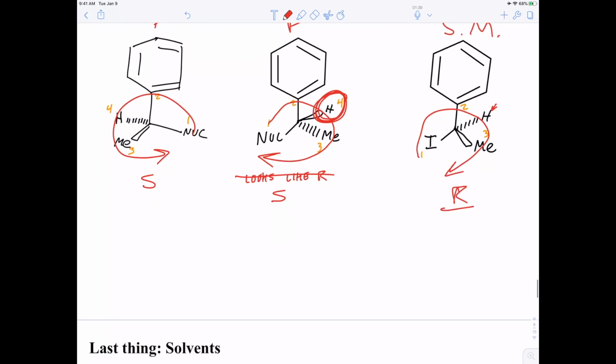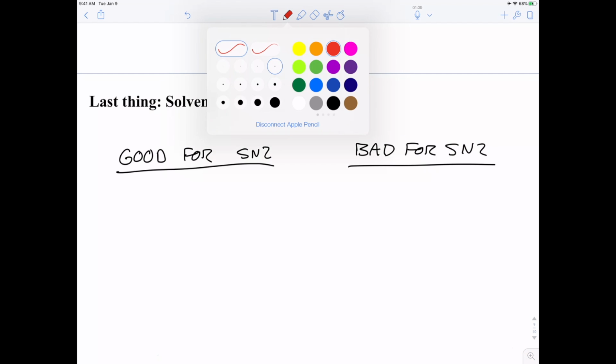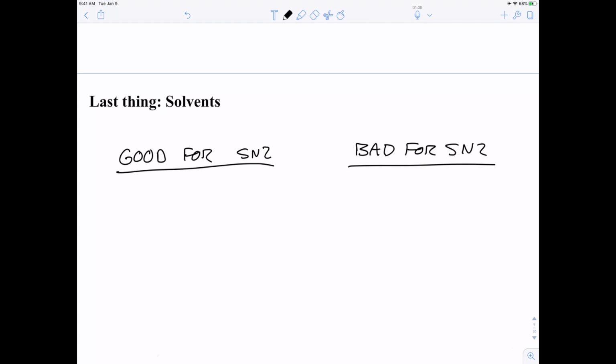So just quickly, a last couple of thoughts for you about solvents in SN2. So I highlighted a couple of them previously and said we'll come back to it, and now we're back to it.